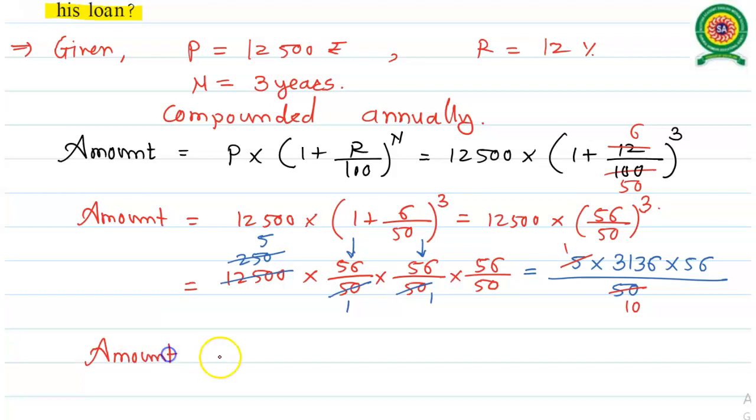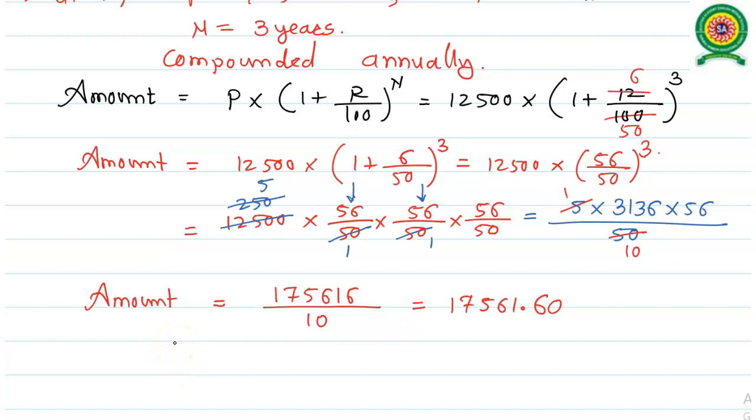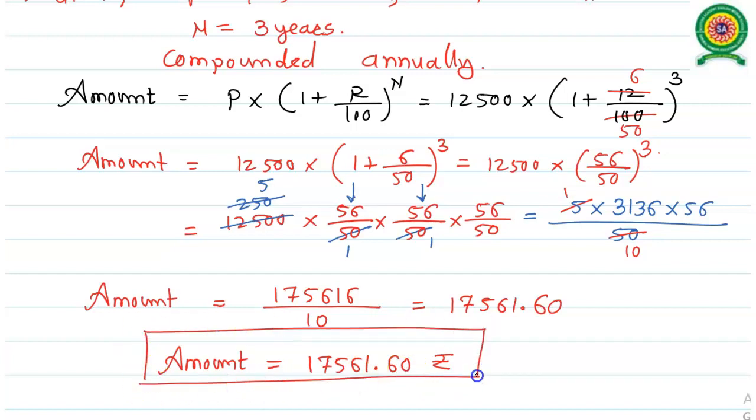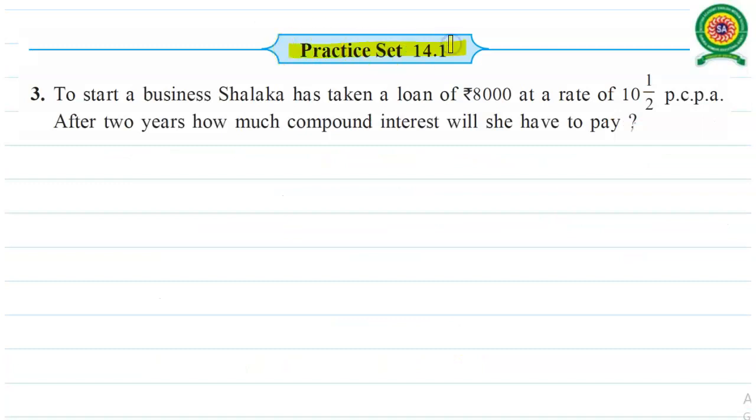After simplifying, the amount equals 3,136 into 56, which gives 1,75,616 divided by 10. Once we divide it by 10 we have 17,561.6, meaning 17,561.60. That means at the end of 3 years he has to pay 17,561 rupees and 60 paise. So Mr. Samin Rao has to pay 17,561.60 rupees in all.